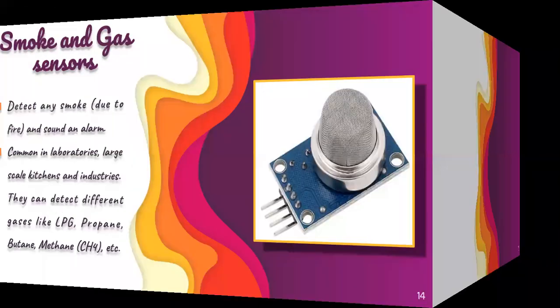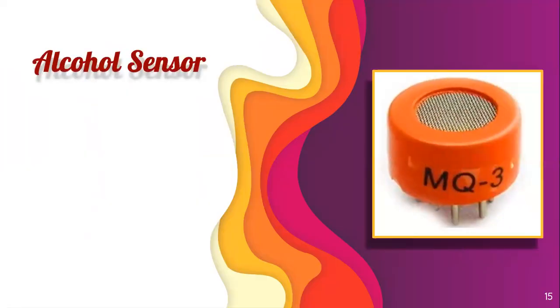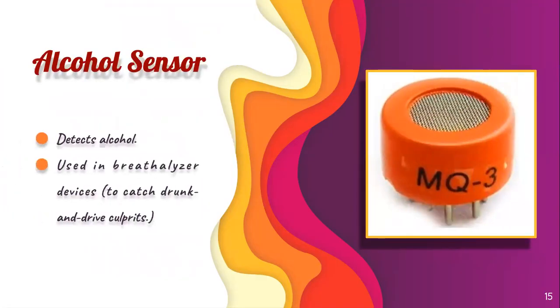Next will be continued by Vignesh. Alcohol sensor. An alcohol sensor detects the concentration of alcohol gas in the air. The sensor can activate at temperatures ranging from -10 to 50 degrees Celsius. The sensing range is from 0.04 milligram per liter to 4 milligram per liter, which is suitable for breathalyzer.